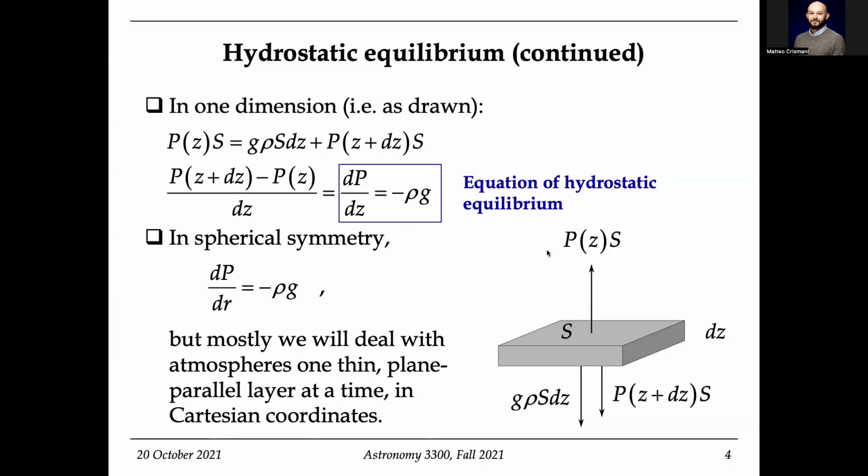Okay, so let's do the first thing. Let's get rid of the S. That's useless. So we don't care about the area as long as it's the same density, right? And interestingly enough, this one here is P of Z minus P of Z plus DZ. So this is a function, and you'll remember if you took calculus.